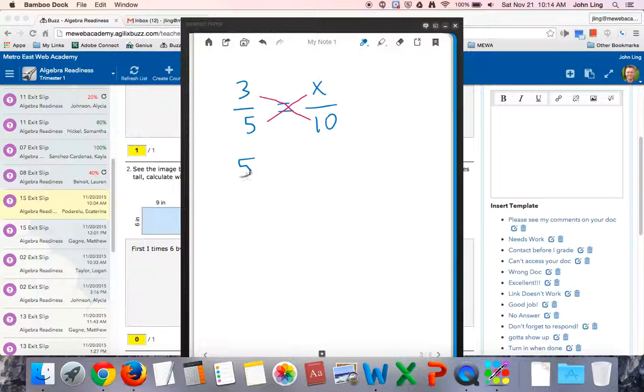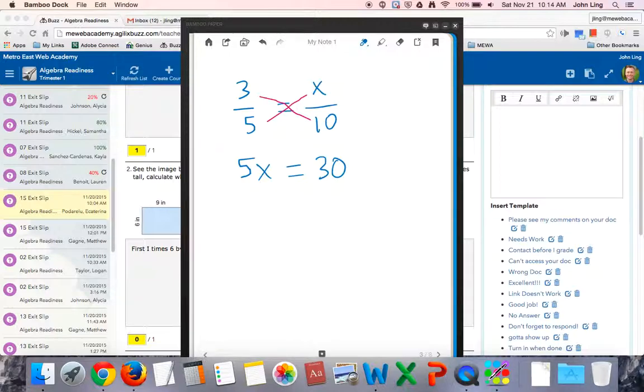So 5 times x. When you see the number right in front of the variable like that, it just means there's a multiplication sign in there. And that's equal to 3 times 10, which is 30. So now we're going to solve for x. In order to isolate x, if this is 5 times x, we have to do something to the left side that's going to get rid of the 5.